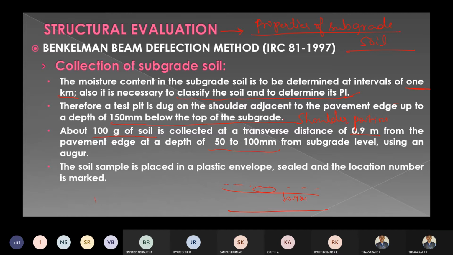Why? Because the structural behavior of the pavement is affected by the soil. That's why we consider the moisture content of the soil and the plasticity index of the soil.